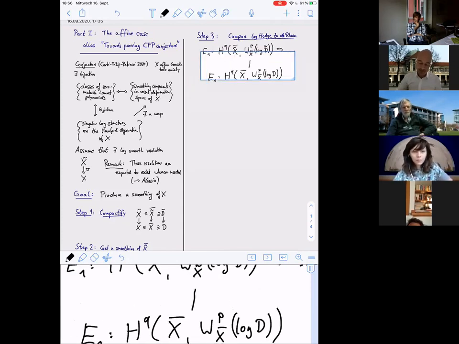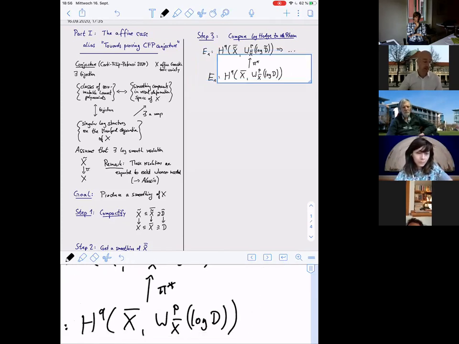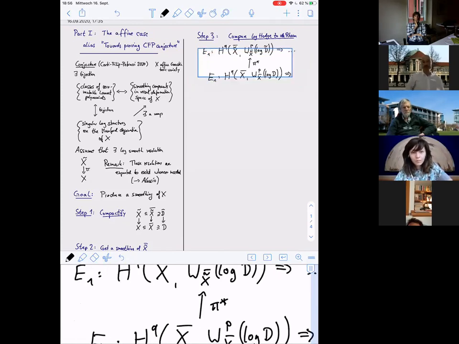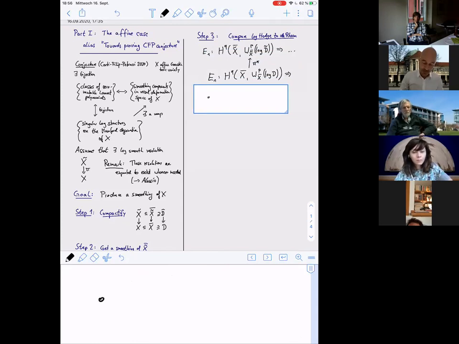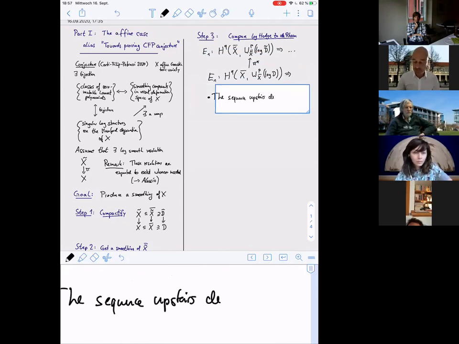And there's a map now, it's just a pullback map from the sequence in the bottom to the sequence at the top. And the question is, what does this map do? Okay, so that's some information about this map. So first of all, there's four observations. First is the spectral sequence upstairs degenerates at E1, okay, because the situation is log smooth. Degenerates at E1. That's very nice.